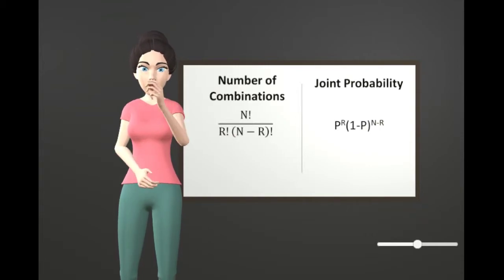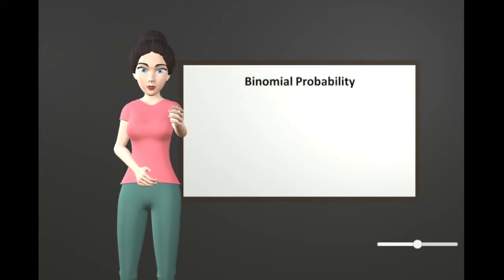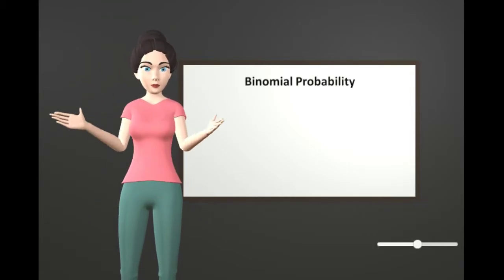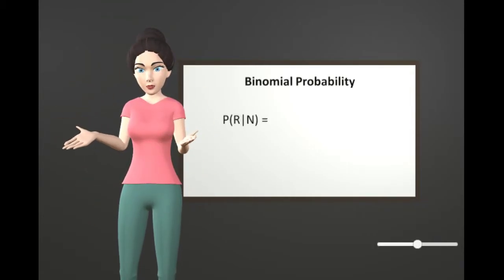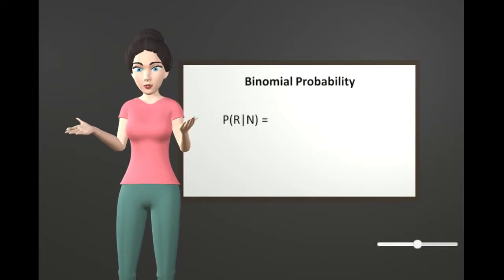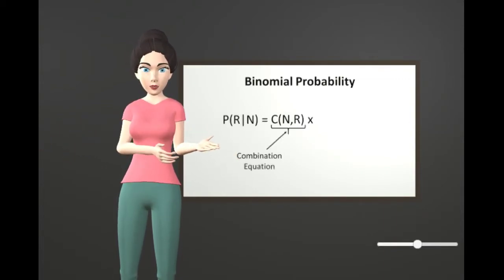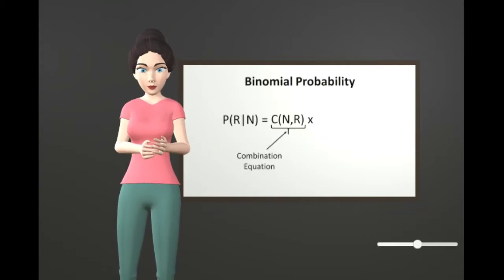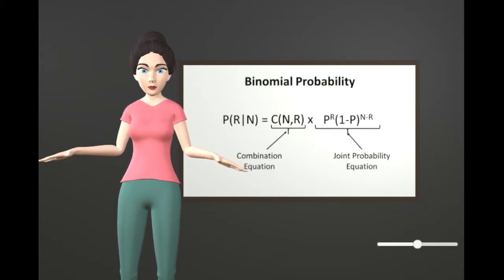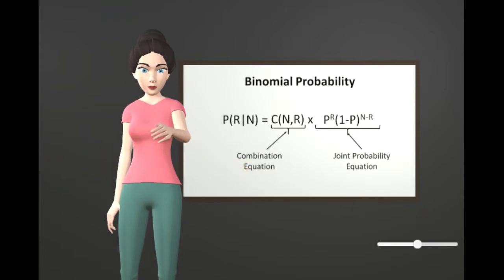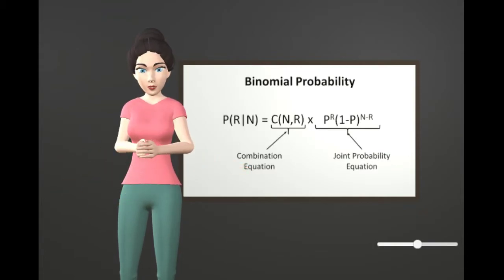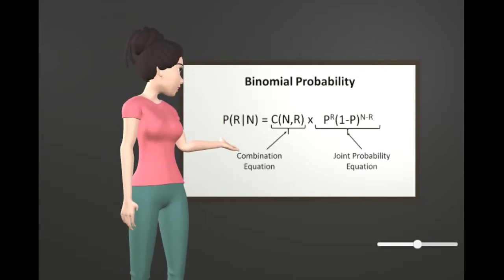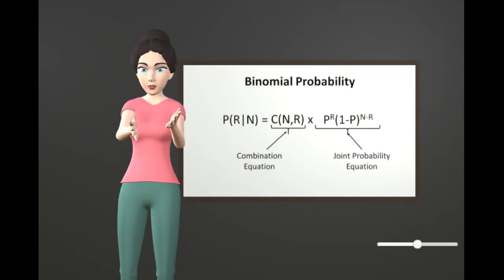As the final step in computing binomial probability, you just put those 2 parts together. You can figure out the probability of getting r successes out of n trials by multiplying the number of combinations for a sequence that has r successes out of n trials by the joint probability of any one of those sequences. When you do this, you are finding the probability of r successes in n trials. So if you put all that together, you get the formula on the screen. This is what we call a binomial probability.